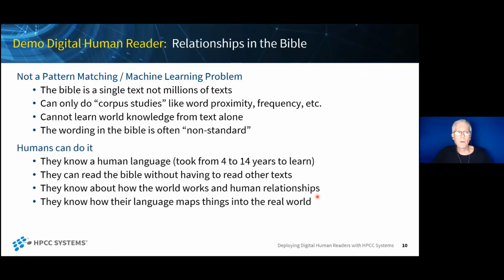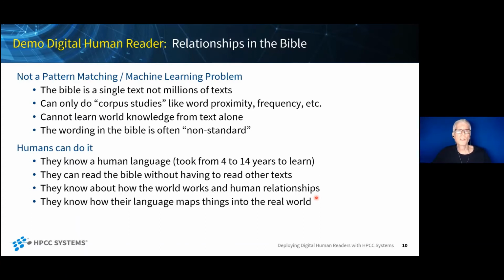This is not a pattern matching problem, or a machine learning problem. The Bible is a single text. It's not millions, so we can't throw lots of data at it. You can only really do corpus studies of word proximities if you have a large corpus. You cannot learn world knowledge, of course, by text alone. And the wording in the Bible is a little non-standard, so it's really not a machine learning problem.